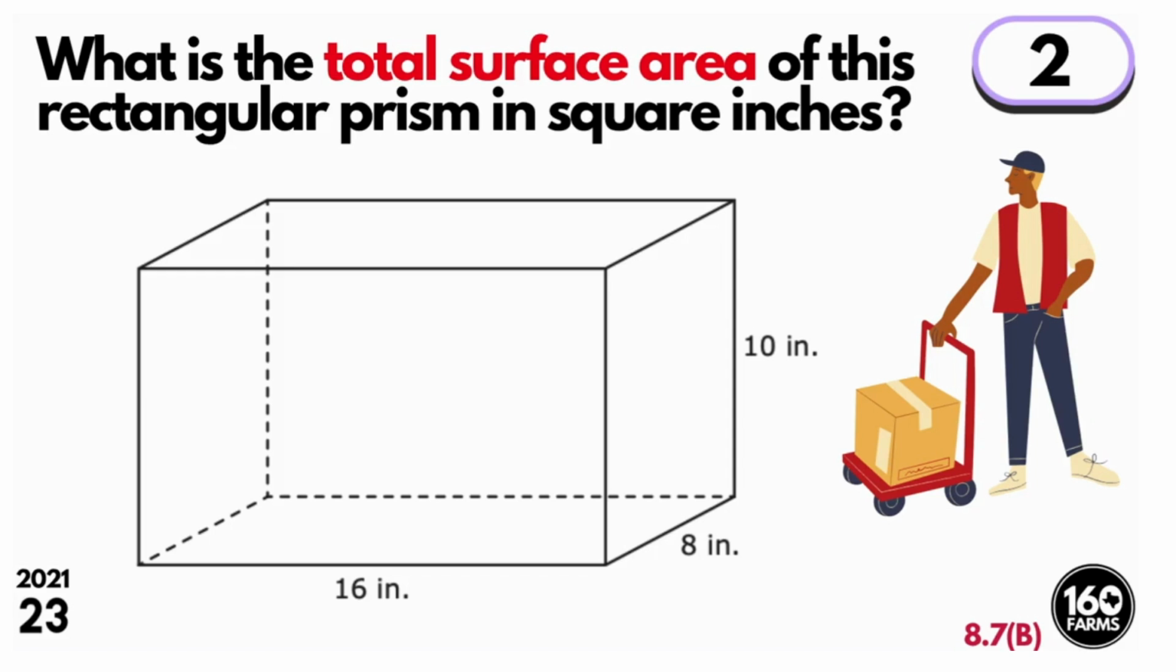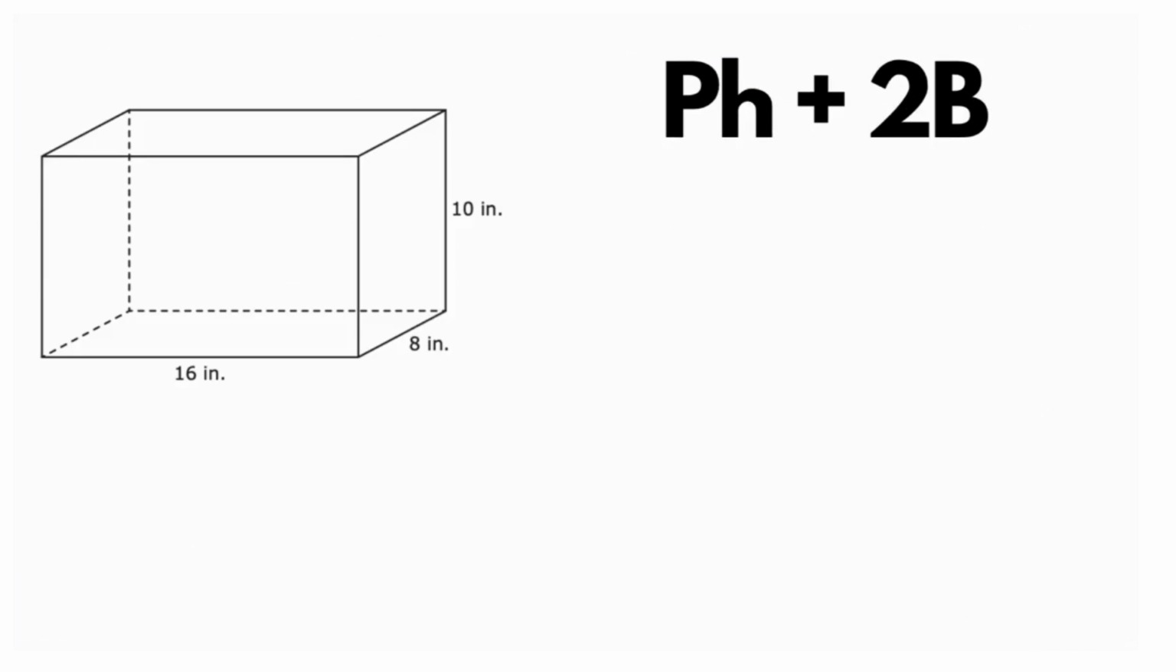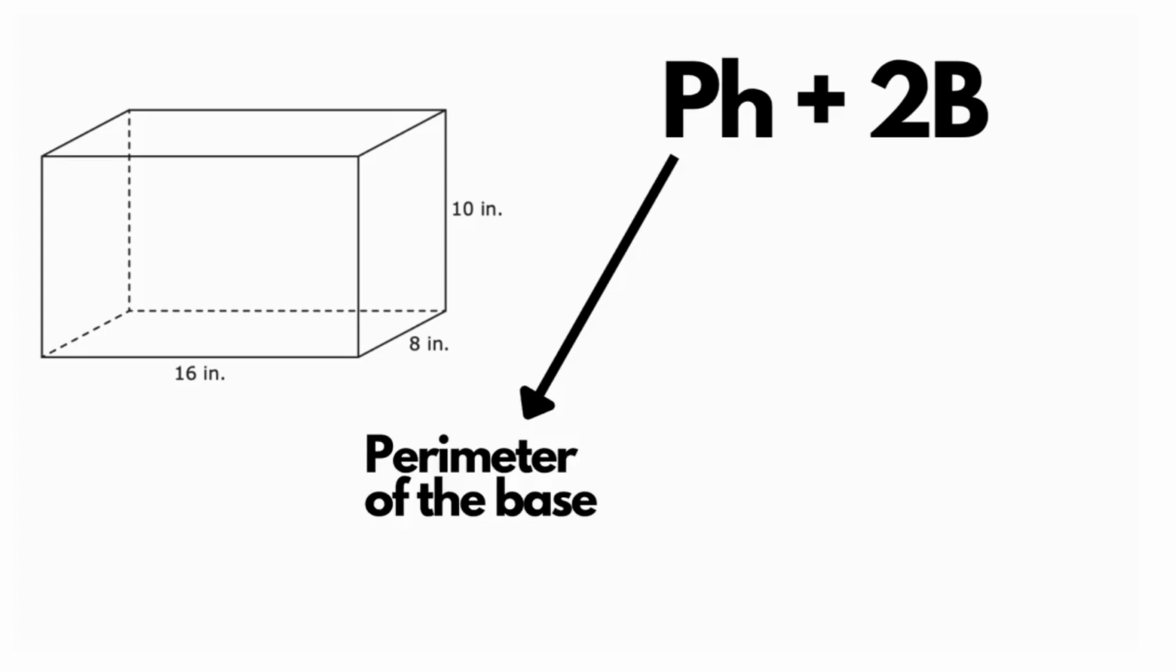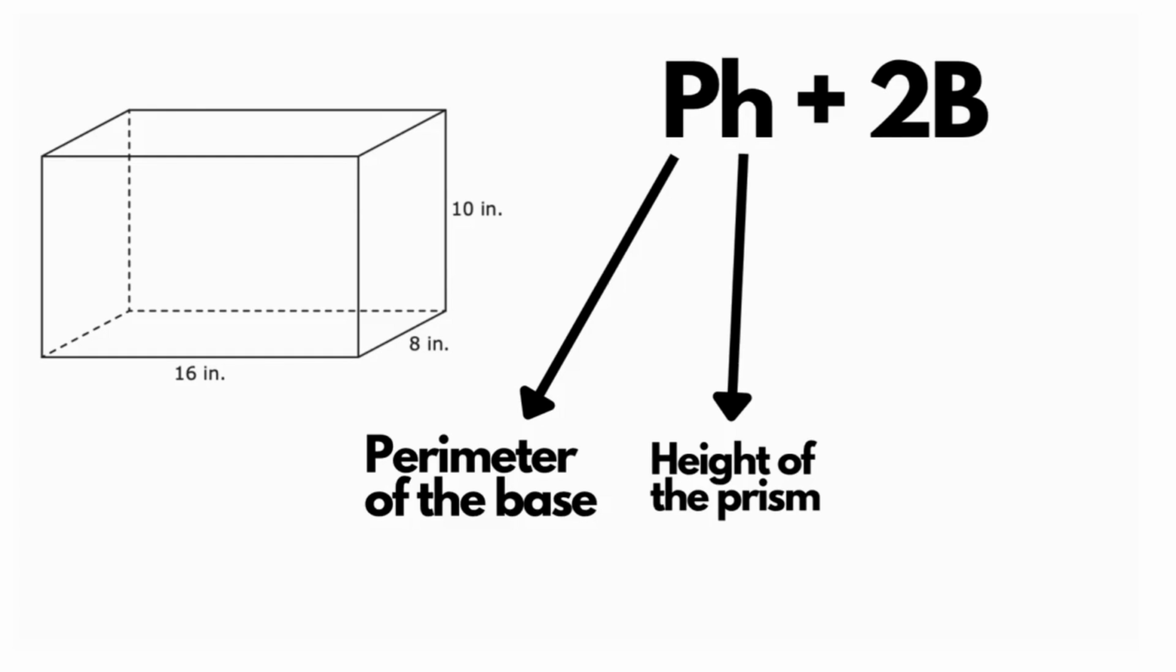We have a formula for total surface area, and our formula is Ph plus 2B. Now we have a capital P and a capital B in there, so we're going to break this down a little bit and make sure we understand what that means. Capital P in this case means perimeter of the base of the prism. H will be the height of our prism. Our 2 is a number value, and capital B remains the area of the base.